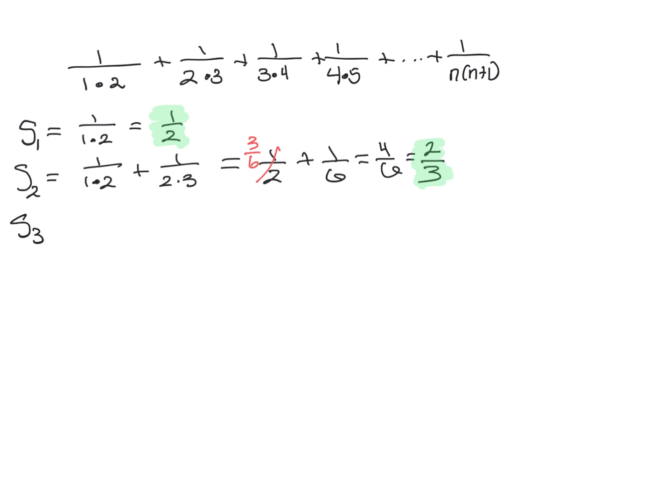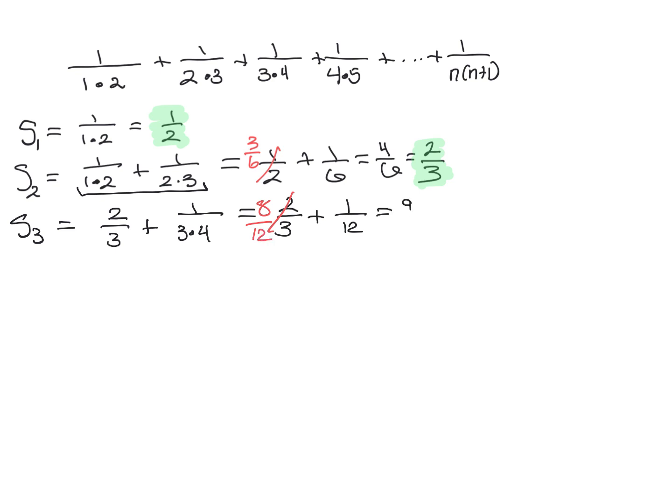So S sub 3 is going to be my first two, these two right here, which we know is 2/3, plus my next one, which is 1 over 3 times 4. Well, that's 2/3 plus 1/12. I can change this into 12ths and make it 8/12 plus 1/12. So this is now 9/12, which we know is 3/4.